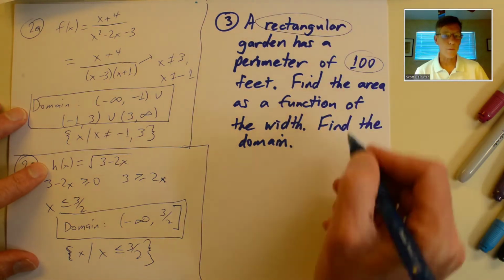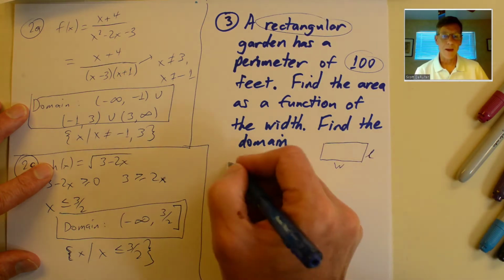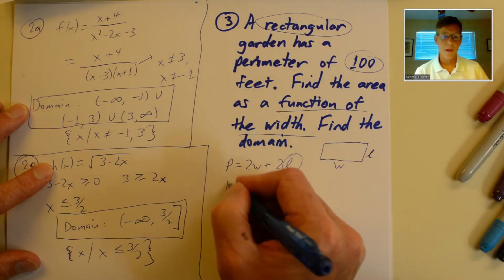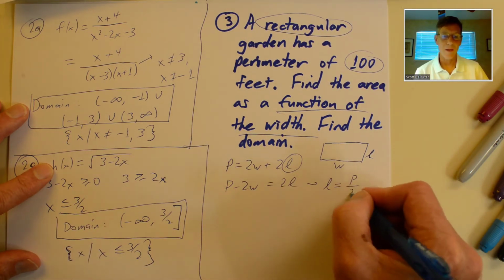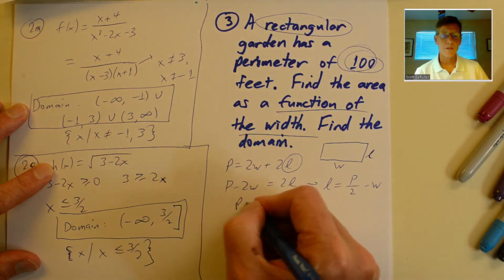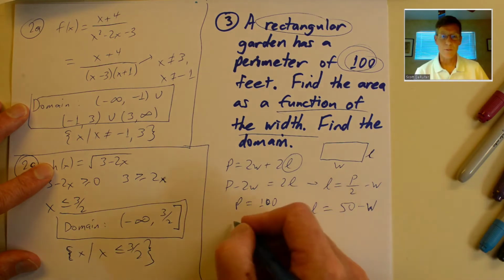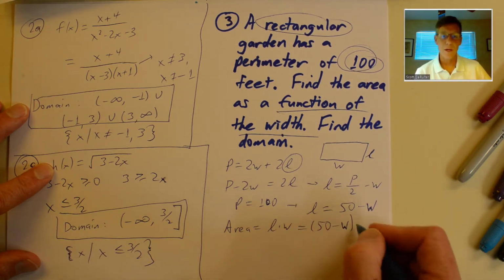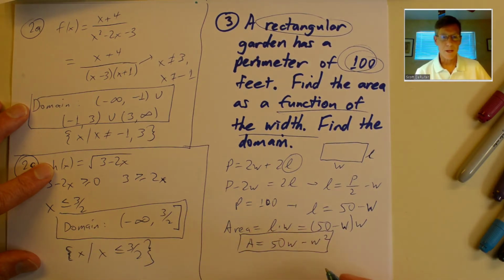Moving on to a word problem, we've got a rectangular garden that has a perimeter of 100 feet. We draw a little diagram, and we want to find the area as a function of the width. The perimeter is 2w plus 2l, and so we're going to isolate the l. And we know the perimeter is 100, so you can further write that the length is going to be 100 divided by 2, or excuse me, 50 minus w. And then we replace in the area formula, and we get area is equal to 50w minus w squared.